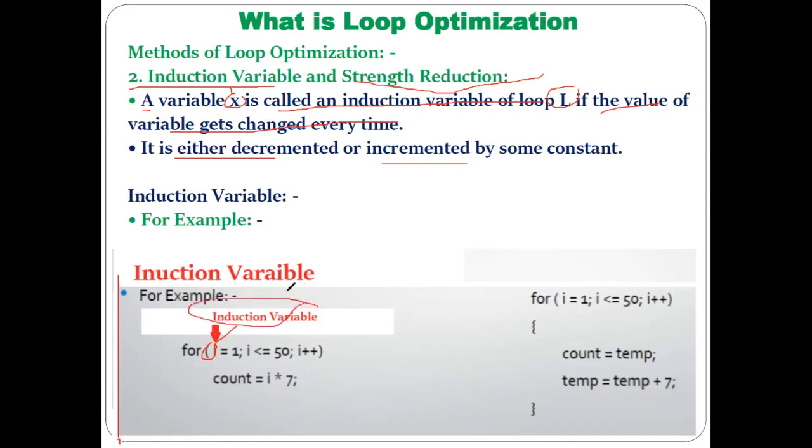The variable in the loop whose value gets changed every time, it may be decrement, it may be increment, such kind of variable is called an induction variable. Understood? I hope all of you understood the meaning of induction variable. The variable whose value gets changed every time, maybe in the incremented way or in the decremented way, that variable is part of the loop. Such kind of variable is called an induction variable.